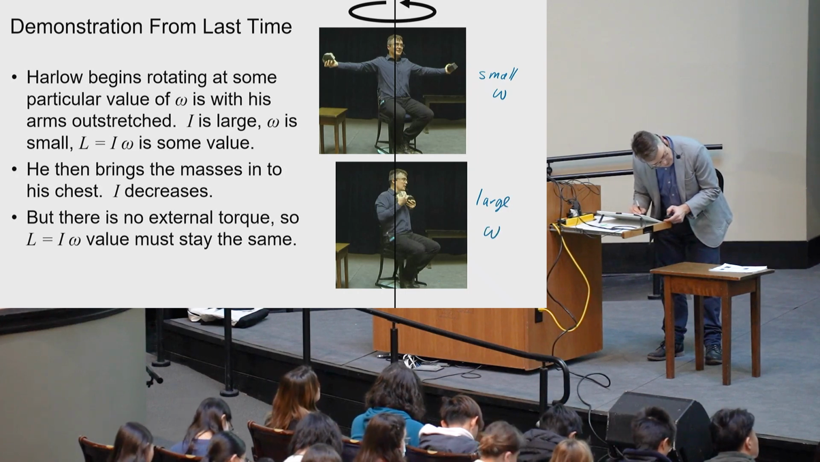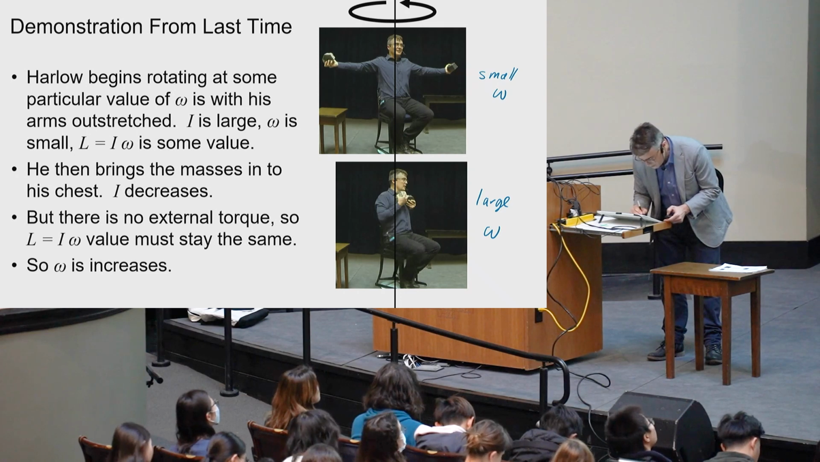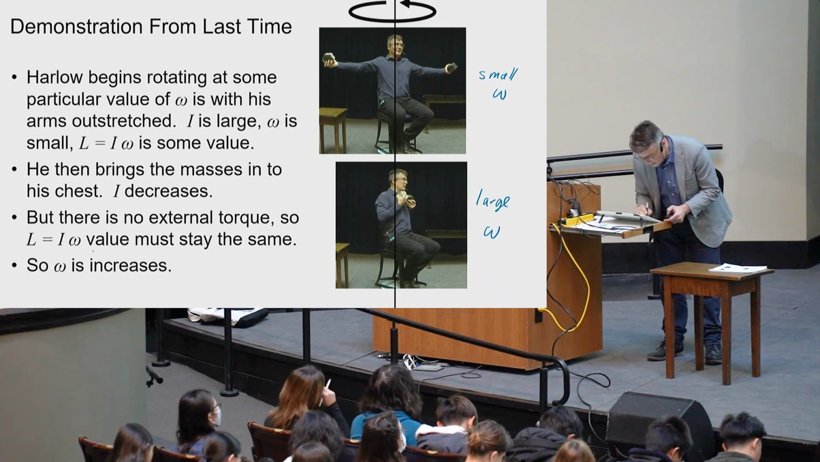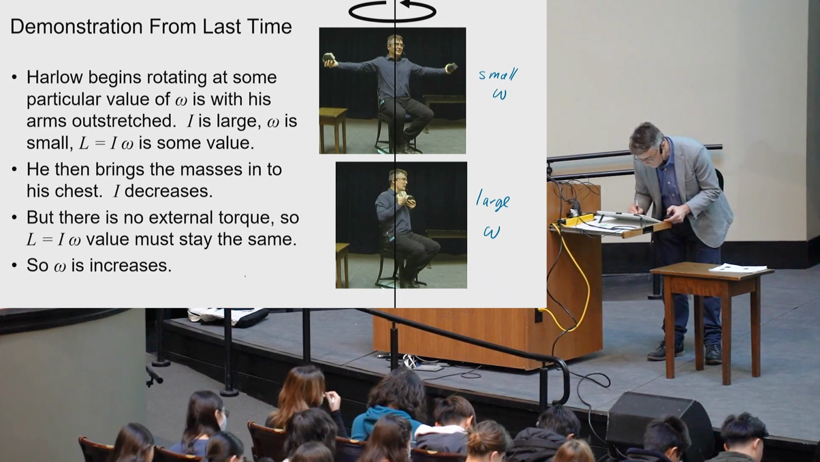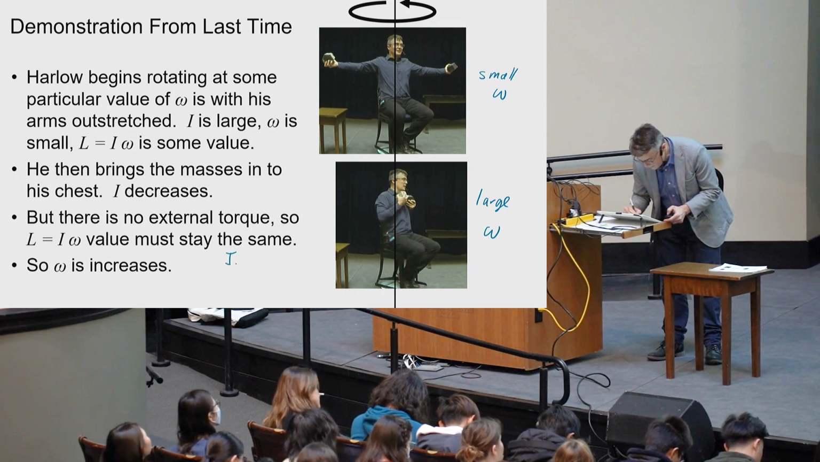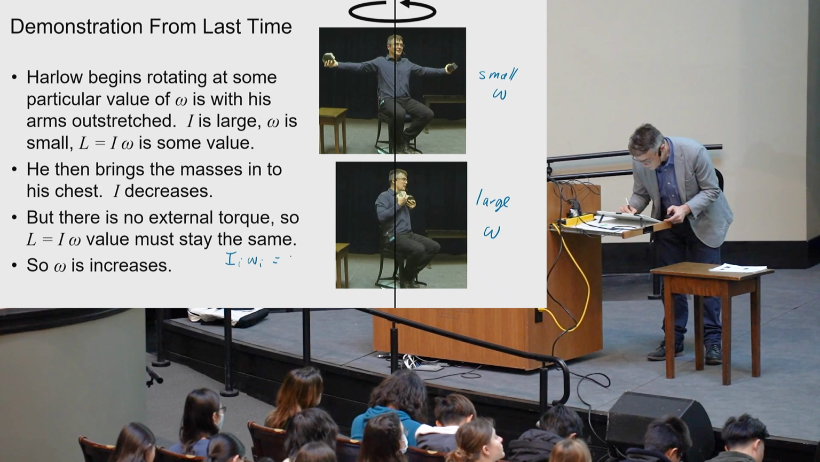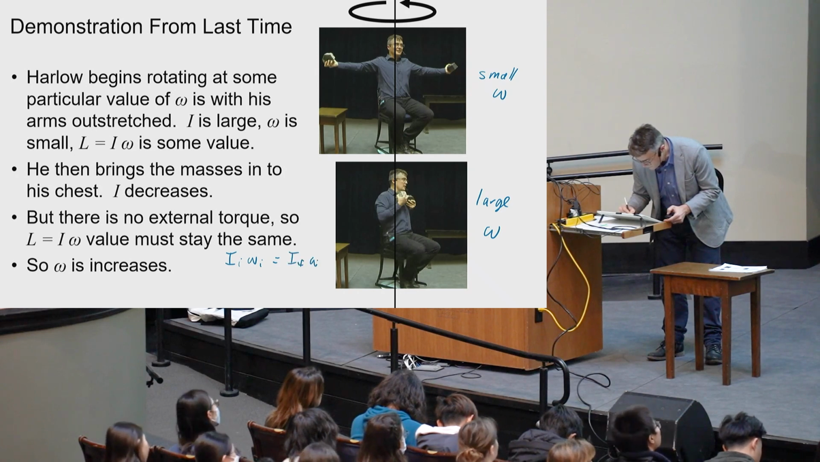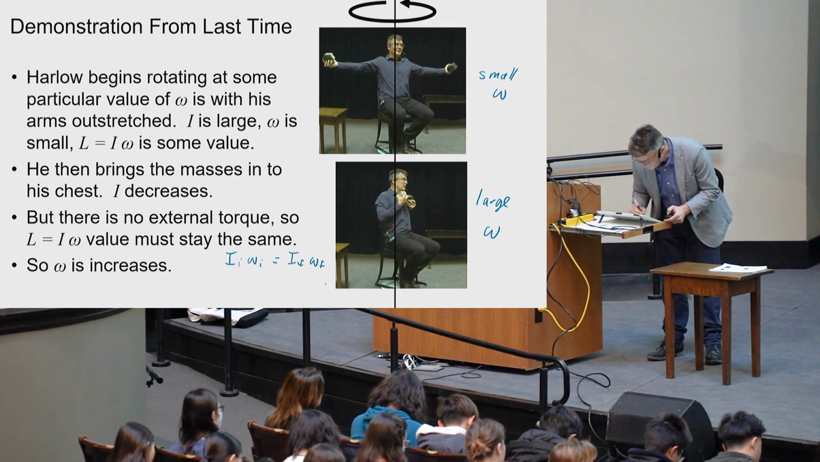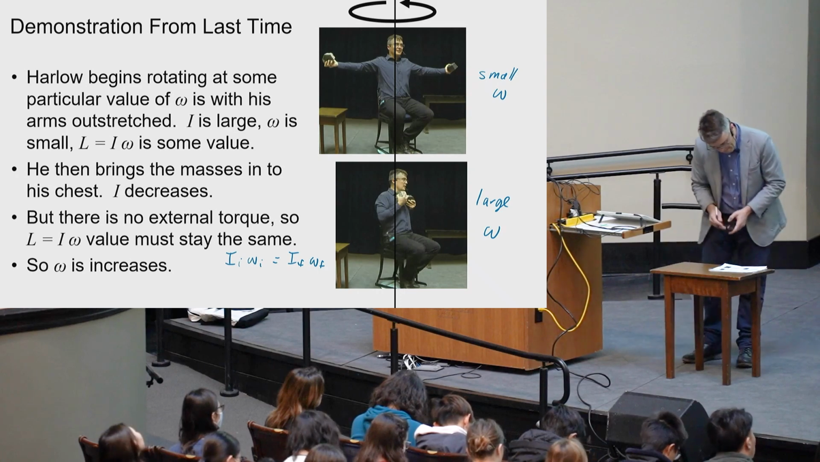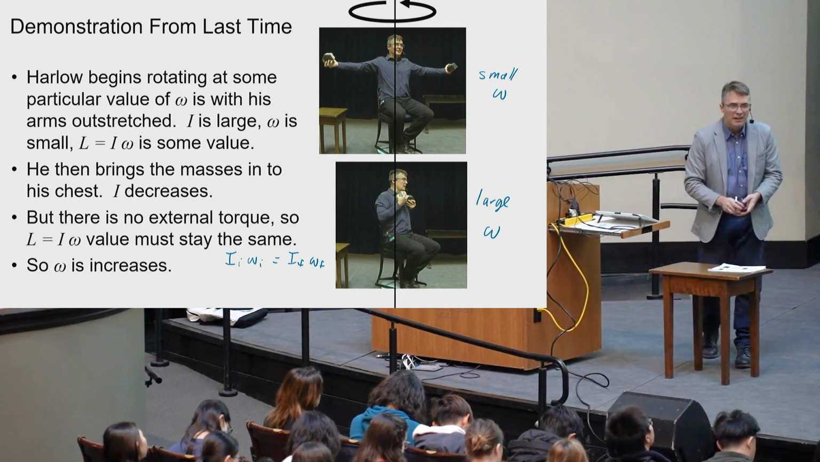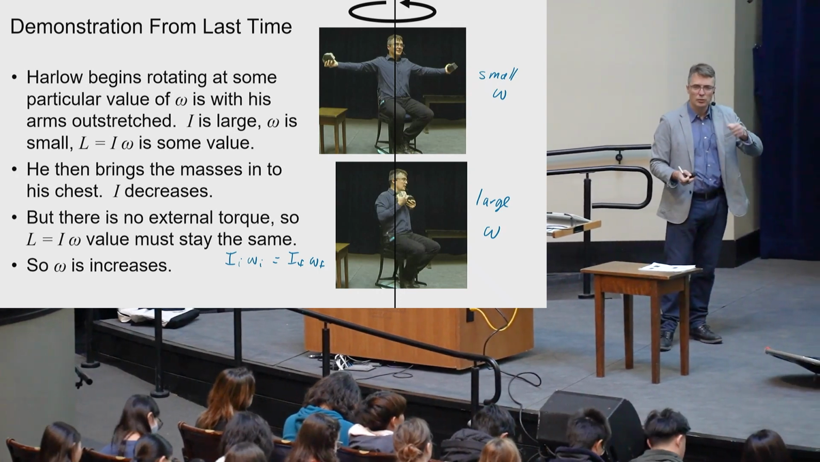So L times I equals I times omega must be the same. So I guess I initial times omega initial equals I final times omega final. Like that. That was one demo. Do you remember the second one? I was holding the wheel.